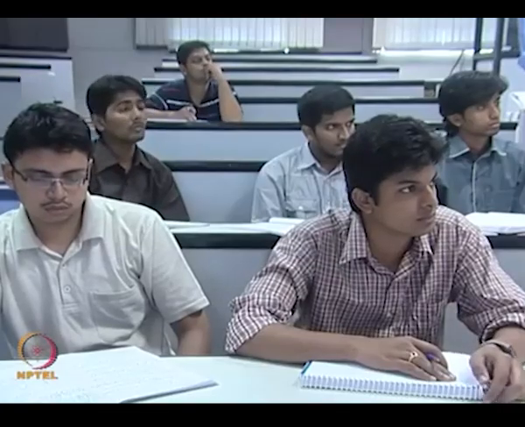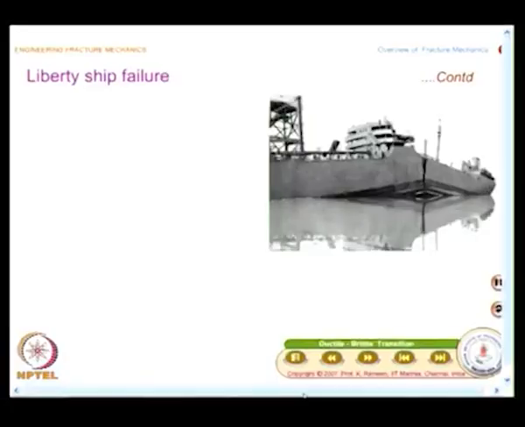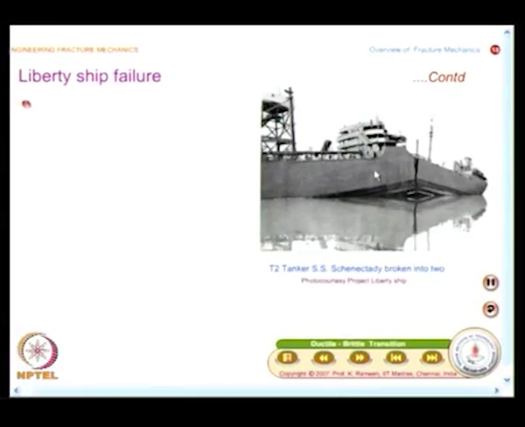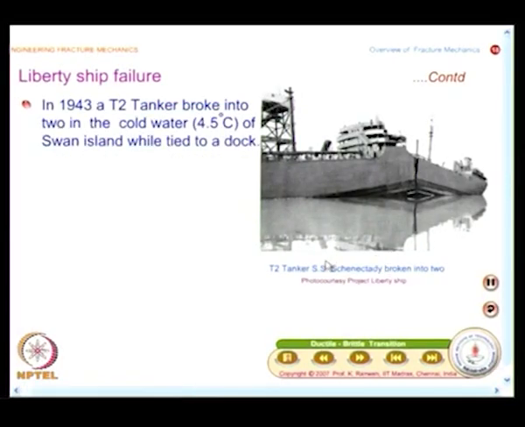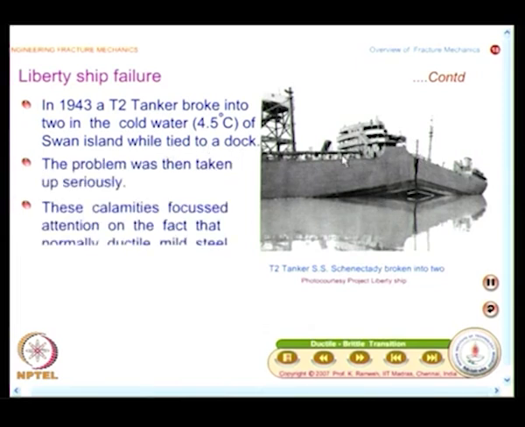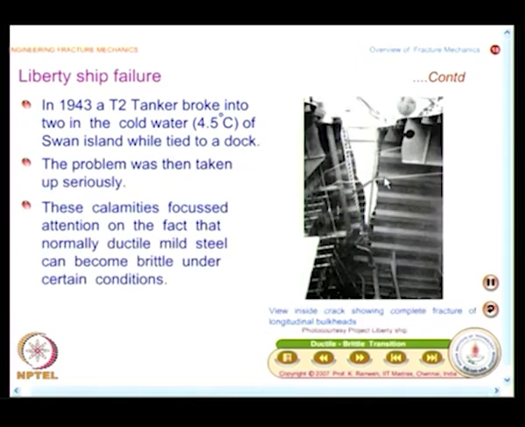So, what you find from a Liberty ship failure is that a ductile material can become brittle. That is the important learning that you gain from that, and it all started from the failure of this ship, and this was docked in the yard. This is what is important. It is not that this failure happened in heavy sea.